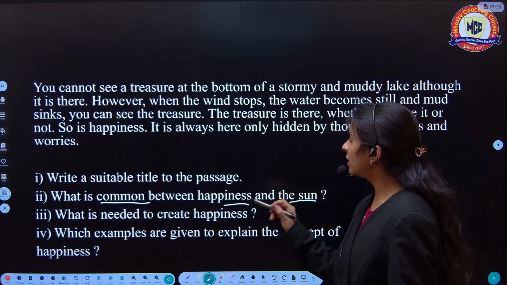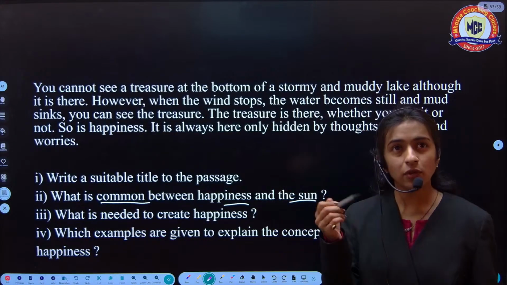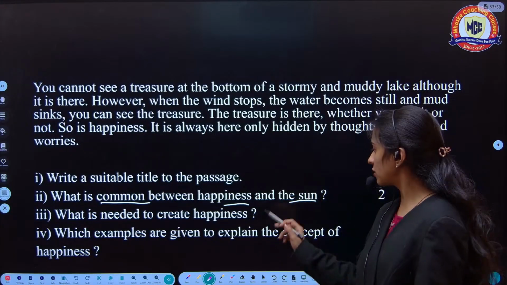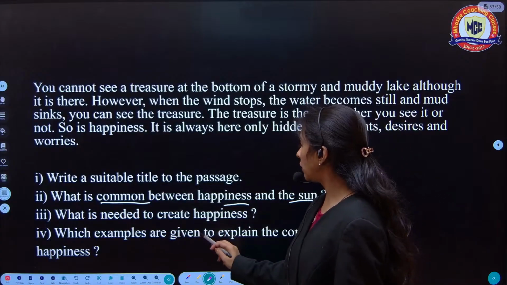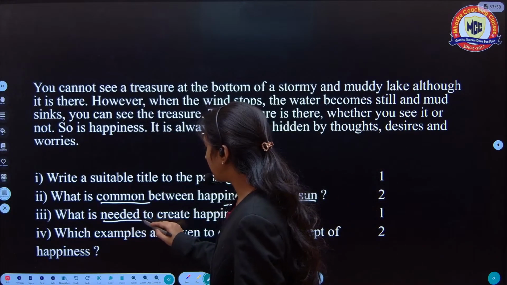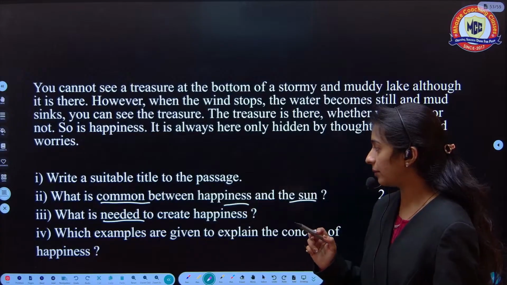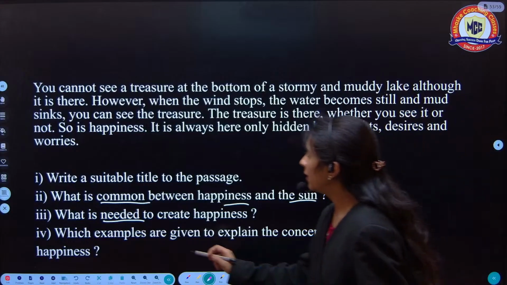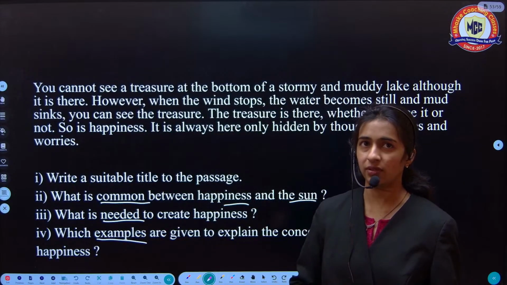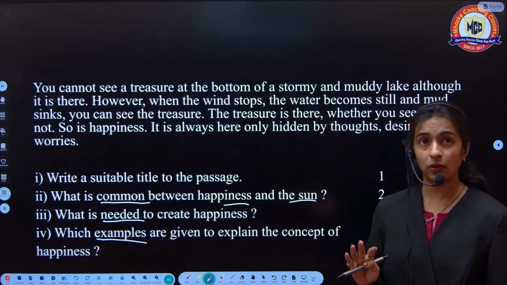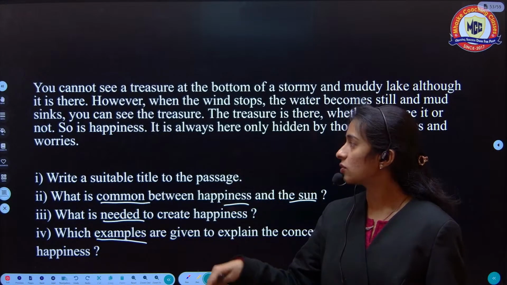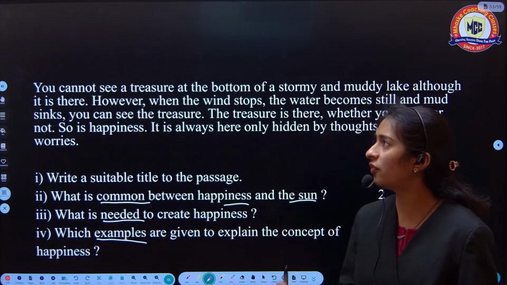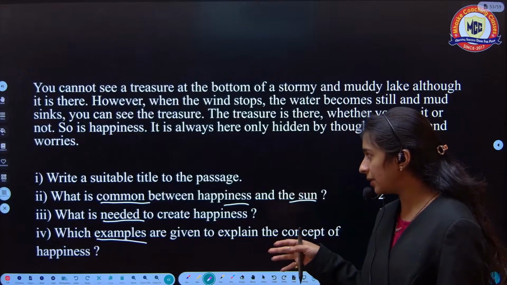Third question is, what is needed to create happiness? So now you'll come to know that the paragraph is almost about happiness because it's mentioned two times. What is needed to create happiness? The things that are needed to create happiness, keep that in mind. Which examples are given to explain the concept of happiness? You have to find out the example as well. So whenever you read the title, you'll come to know it's all around happiness. Think about one short quote or a phrase or a collocation for this happiness.